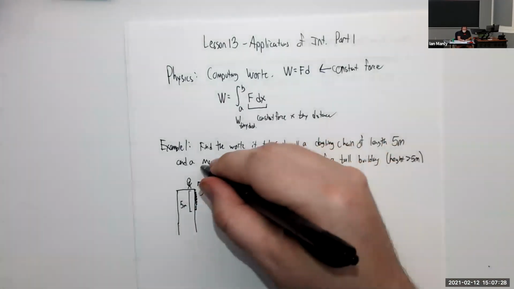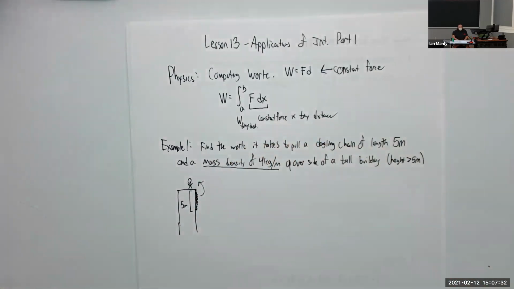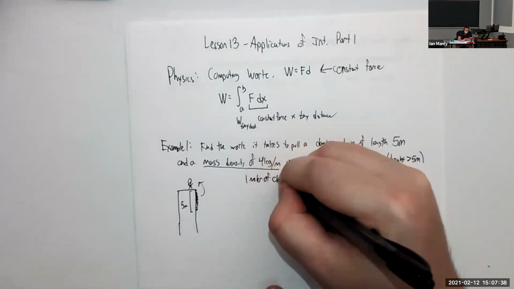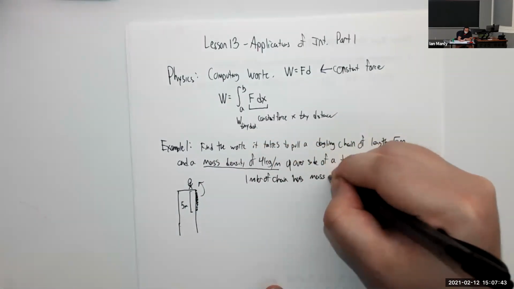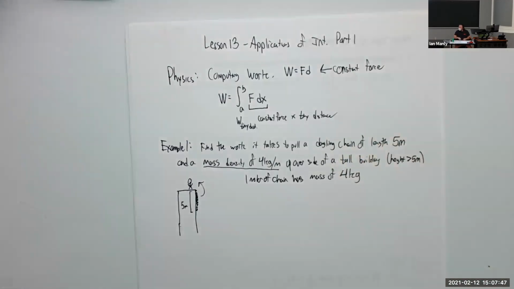All right, now what does this mass density mean? Mass density is how much mass the chain has per unit meter. So what this is saying is that 1 meter of chain has a mass of 4 kilograms. That's what this is saying right here. And the unit for this is kilograms per meter.